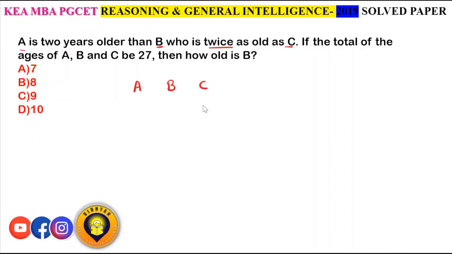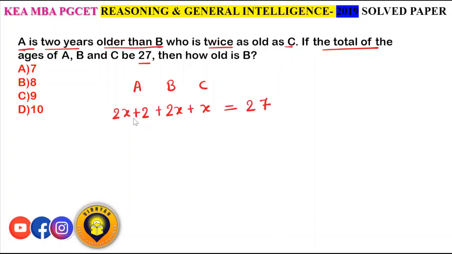ಅಂದ್ರೆ let us assume C's age as X. So if C's age is X, B age ಏನಾಗುತ್ತೆ? Twice as old as C ಅಂತ ಹೇಳಿದ್ರೆ 2 times of X, that is 2X. Now here A is 2 years older than B. ಅಂದ್ರೆ A B ಗಿಂತ 2 ವರ್ಷ ಜಾಸ್ತಿ, 2 ವರ್ಷ ದೊಡ್ಡವನು. So that means 2X is the age of B. A is 2 years older, which means A's age will be 2X plus 2. Now if the total of the ages of A, B, C is 27, total of the ages andre 2X plus 2 plus 2X plus X, that is equals to 27.